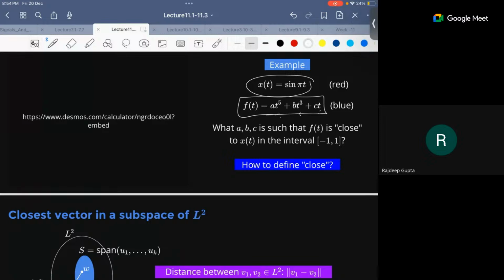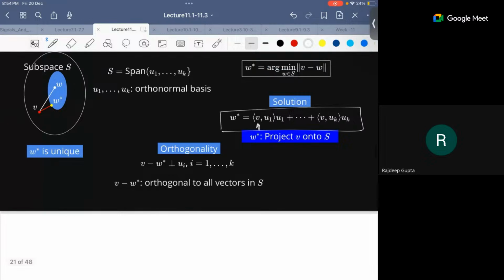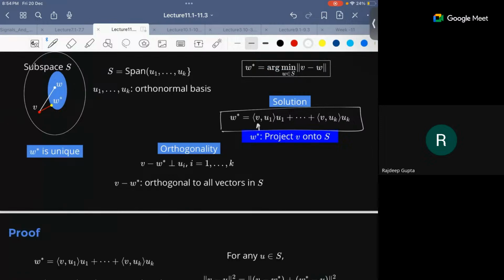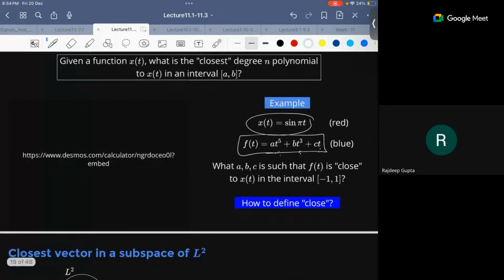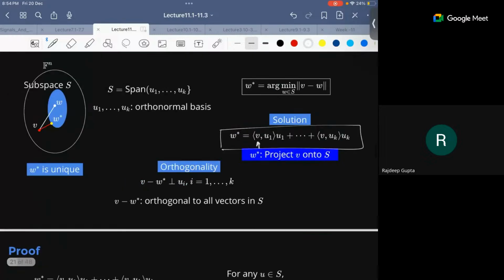Interchangeably I'm saying vector or signal; it's not the same, but for solving the problem you can think of them as the same. So t^5, t^3, and t, the combination of all these three signals or vectors. Now, you can be asked to calculate the values a, b, c. This type of problem can be asked. So what will you do? You have this formula, and every time you'll use the same formula to calculate.